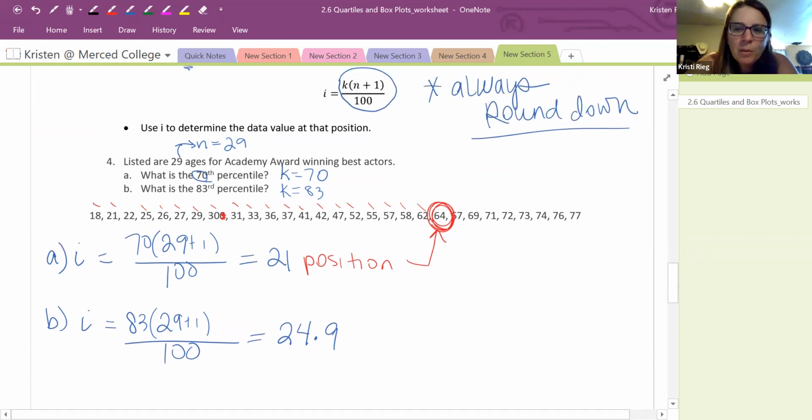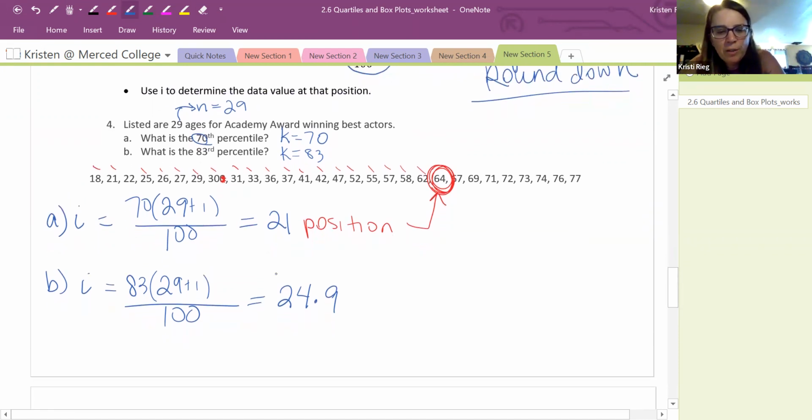And again, we want to round down. So we're looking for the number that is 24th. Whoops, I don't want to put a box around it because that's not our answer. The 24th position. I'm going to continue counting. We know there's 21, 22, 23, 24. So 71 is the answer to what's the 83rd percentile.